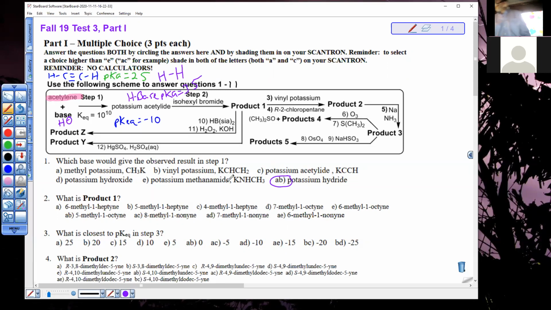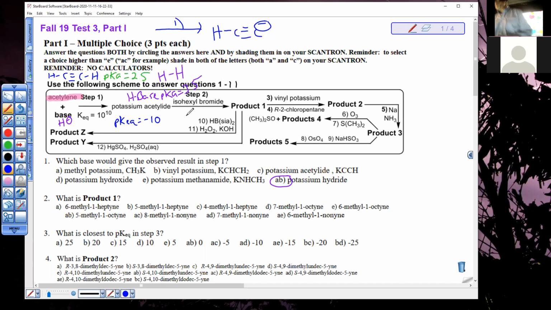And please keep in mind, there'll be some clues in these answers that you may have to use later. So there's the hydride. Potassium's a spectator. So step 1, we're deprotonating to make potassium acetylide. So step 1 has made this for us: HCCC minus. That's acetylide, the conjugate base of acetylene.